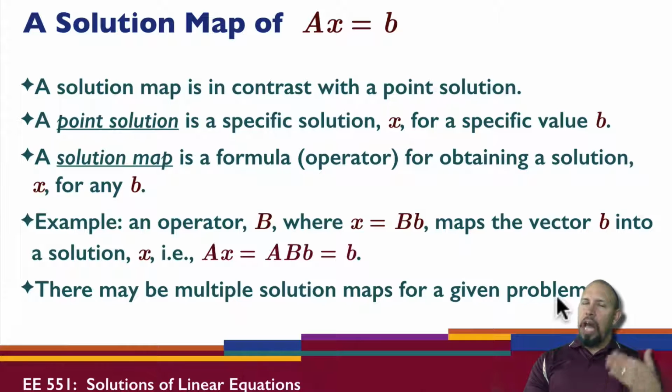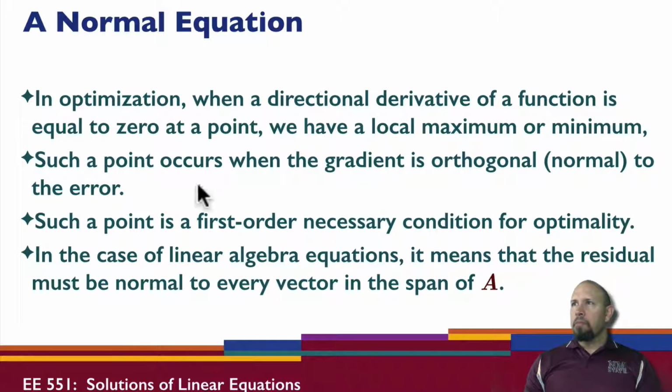So I'm talking now about some important concepts associated with the linear algebra problem. Lastly, we have what's called the normal equation. The normal equation is actually a condition that comes out of an optimization problem. In optimization, whenever the directional derivative of a function is equal to 0 at some point, we have what's called a local minimum or a local maximum. Such a point occurs when the gradient is orthogonal to the error. Okay, so there's that orthogonality condition. And such a point is a first-order necessary condition for optimality.